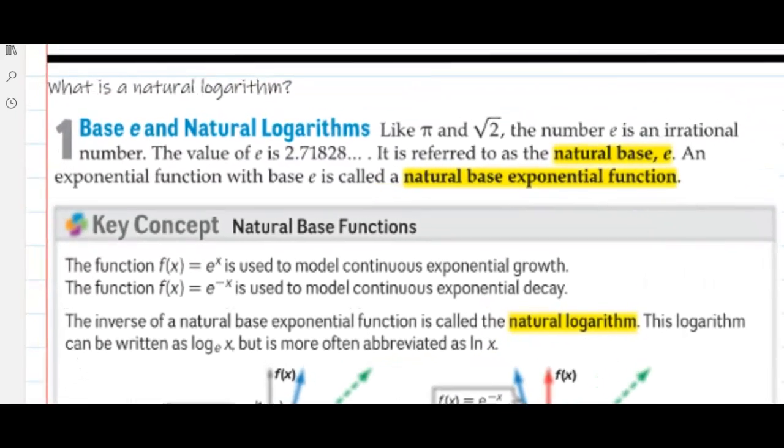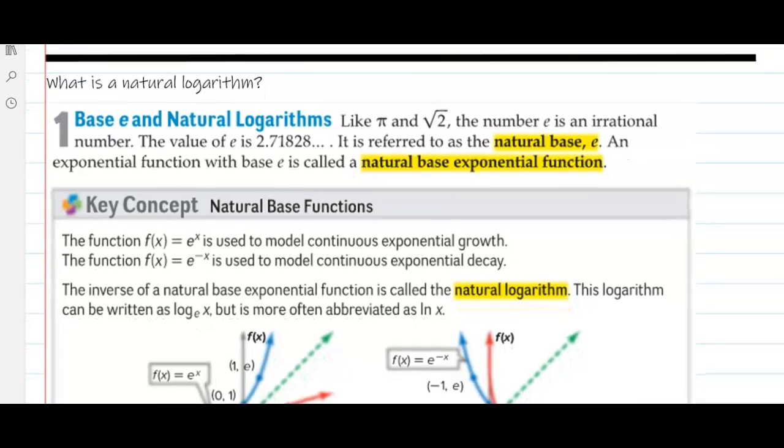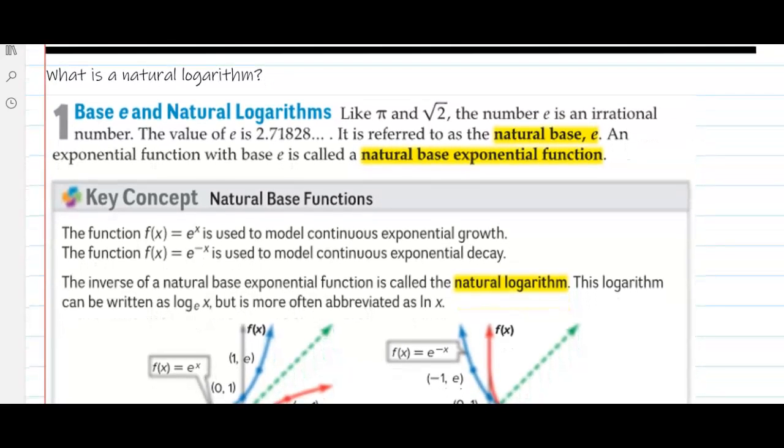The next thing we're going to talk about is what is a natural logarithm. So in math, we have a lot of interesting numbers like pi, 3.14159, and so on, radical 2. There's also a number, and the number is e. It's a script little letter e, and it's an irrational number. Its value is 2.71828. It's considered the natural base, all right? And we use this a lot when we're trying to model continuous exponential growth or continuous exponential decay. It's going to come up a lot.